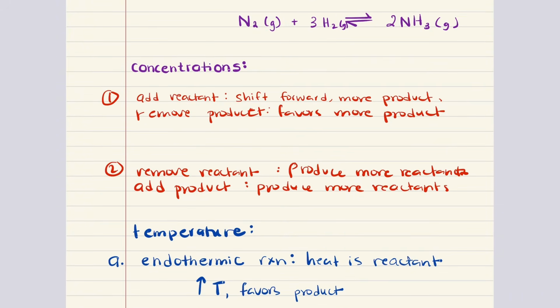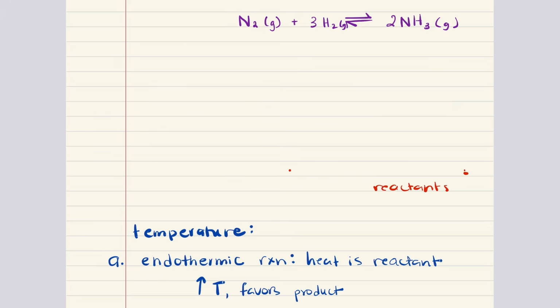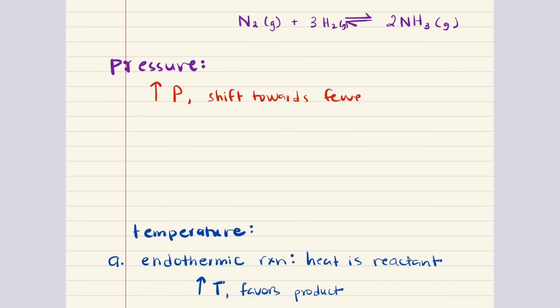Finally, we can look at pressure effects. These changes only apply to equilibria that involve gases because solids and liquids do not compress. The system's going to shift to counteract the pressure change by changing the number of moles of gas. So when pressure increases, the system's going to shift towards the side with fewer moles of gas. And when pressure decreases, the system will shift towards the side with more moles of gas.